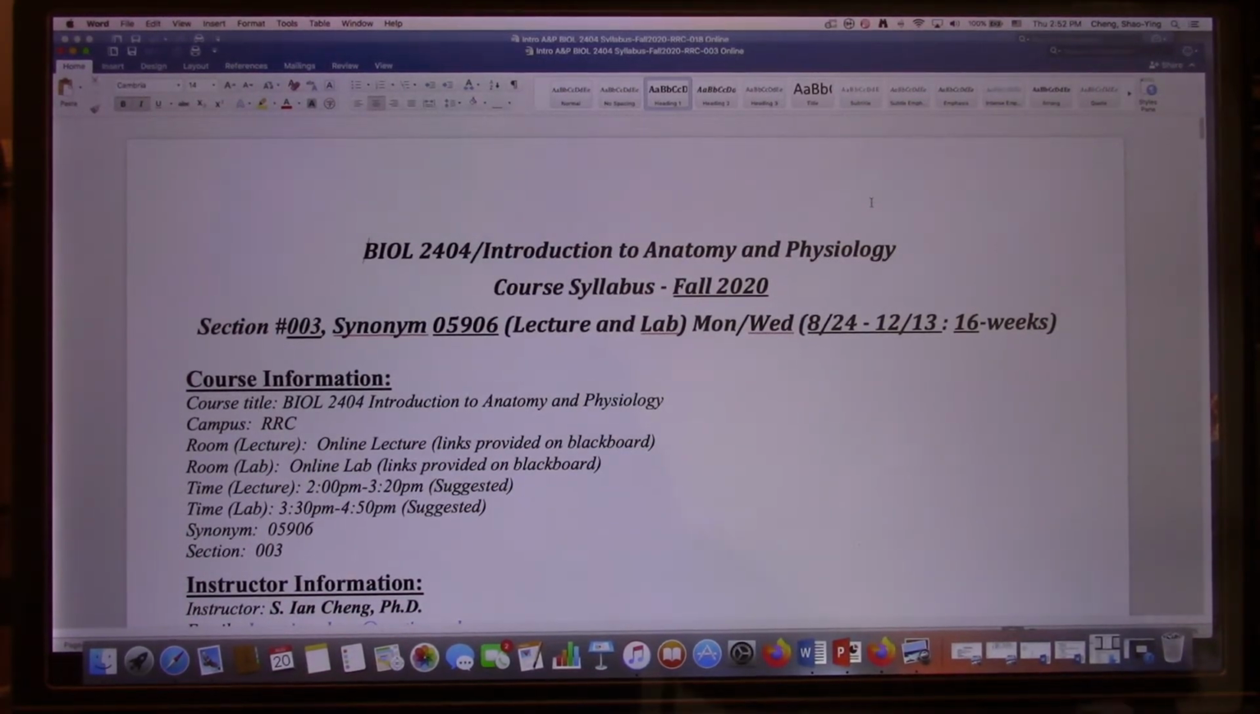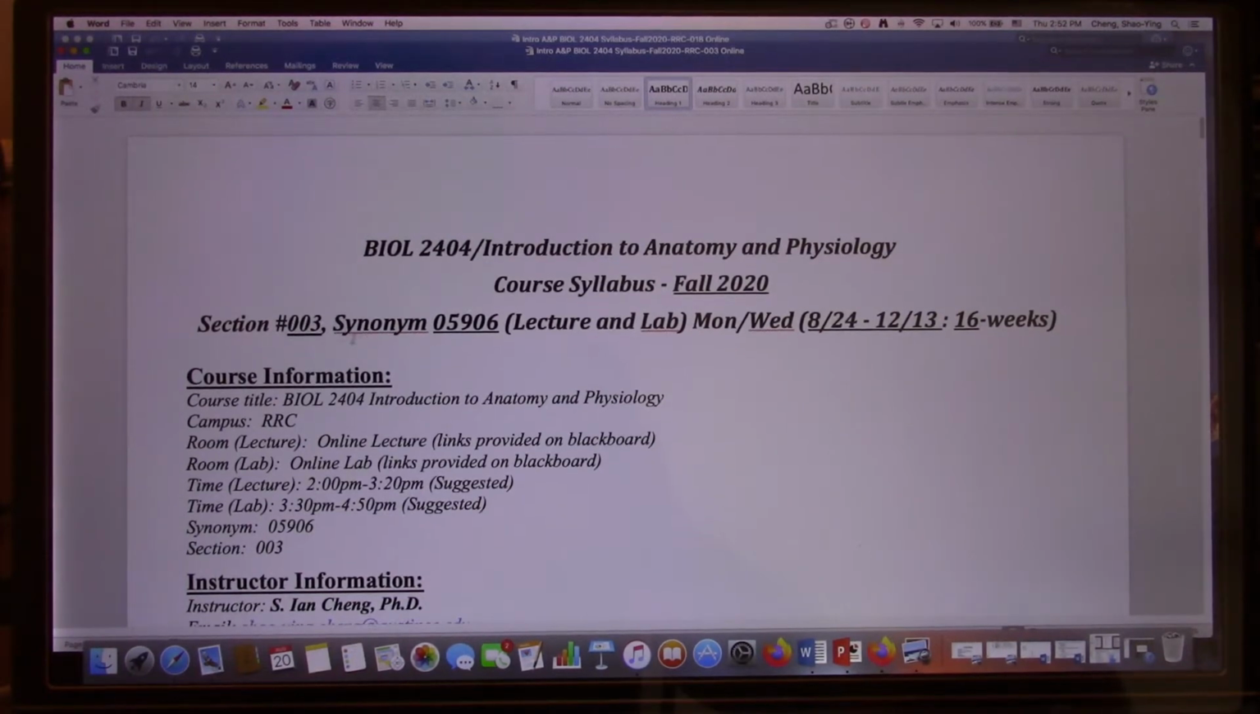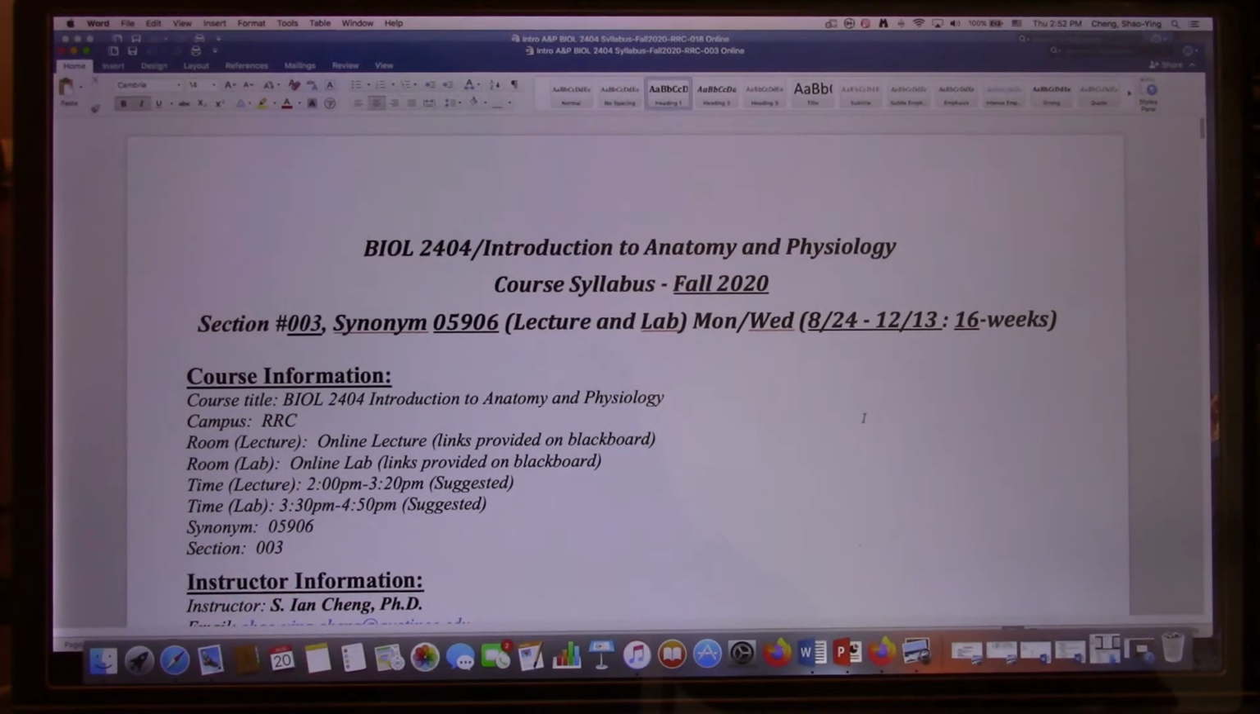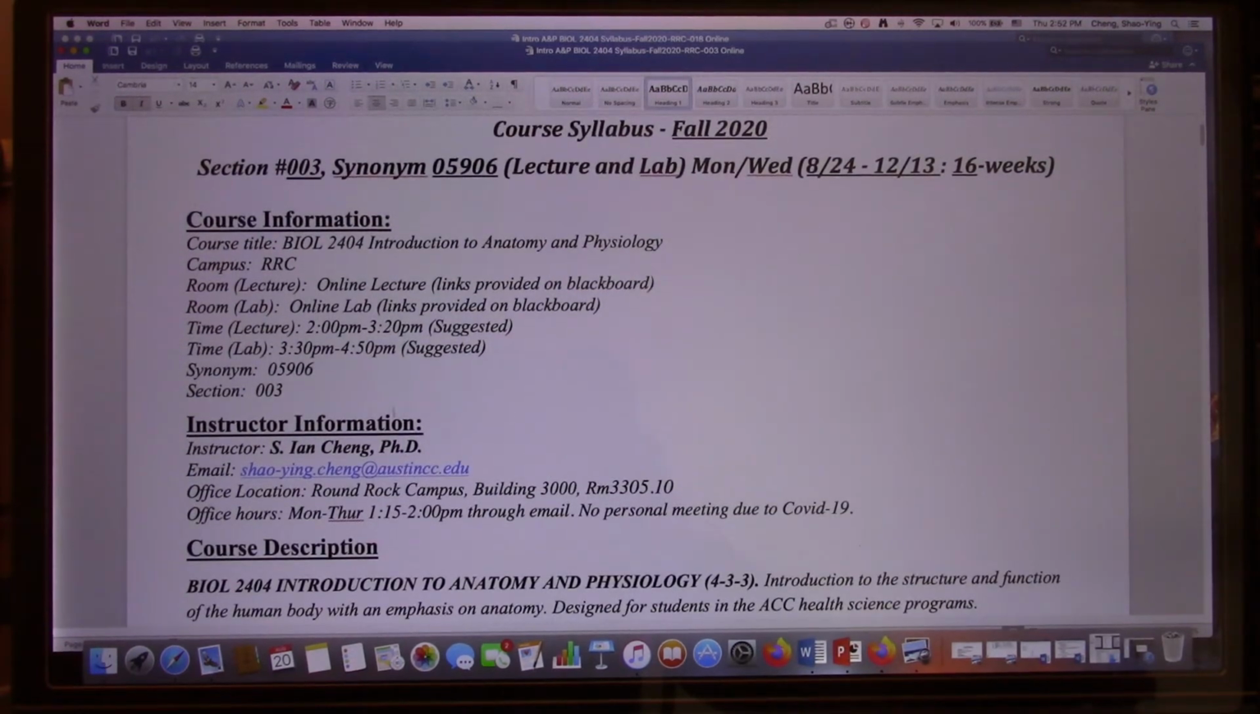So that's the first one. You need to go to the Blackboard to download the syllabus. If you are in the 003 class, this is your syllabus. If you're in the 01A class, that's this syllabus. First, they give you the class information and the class time.